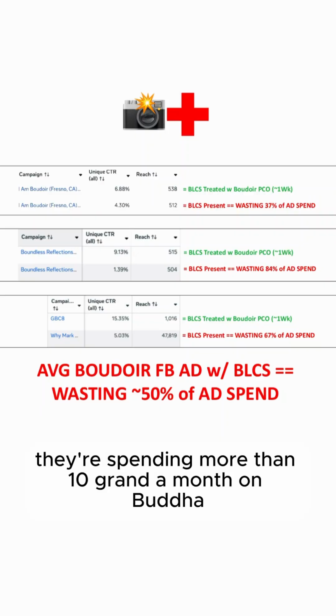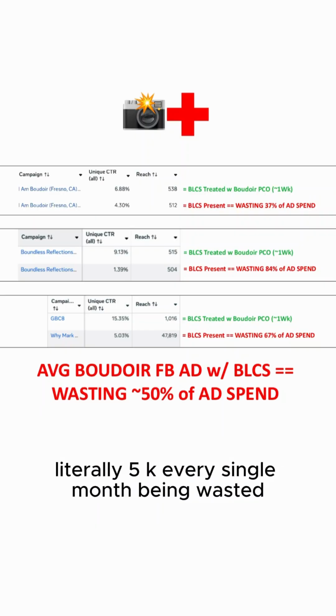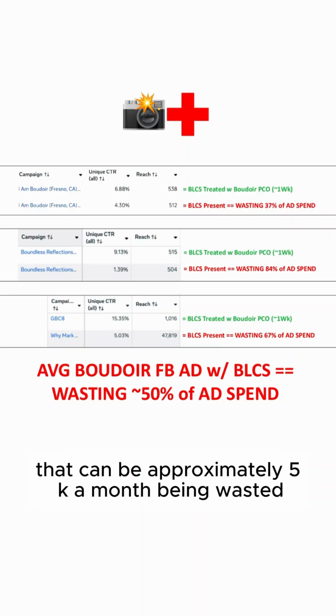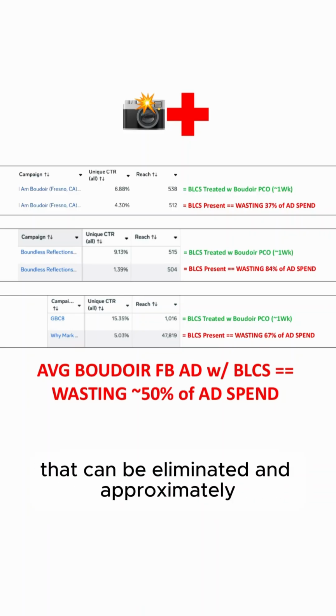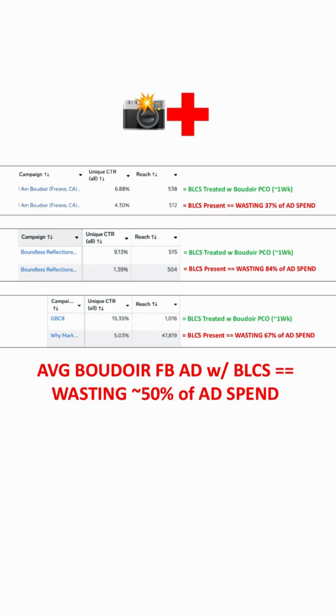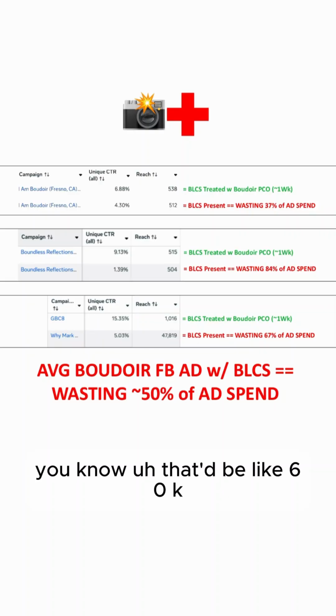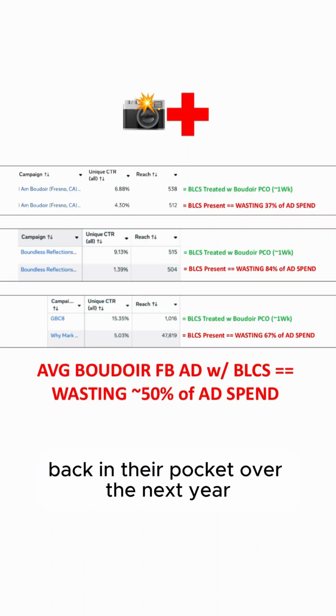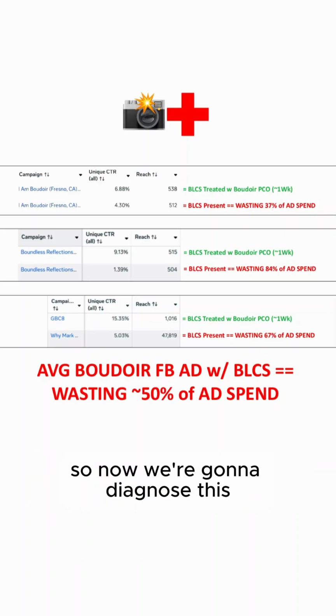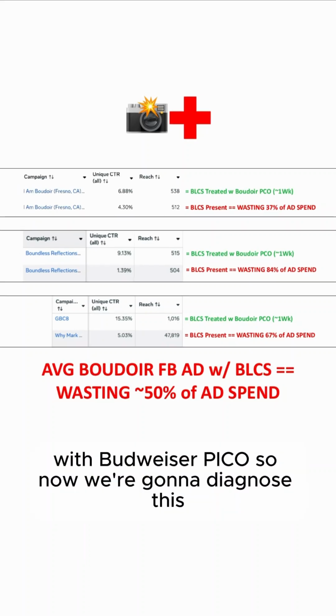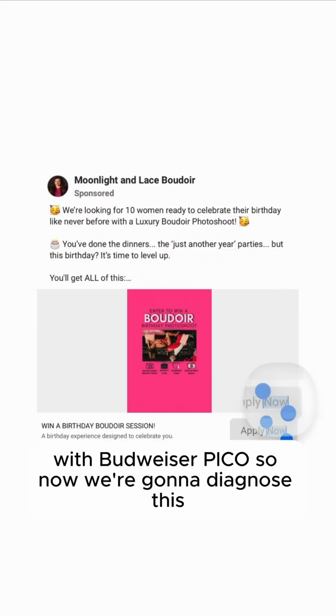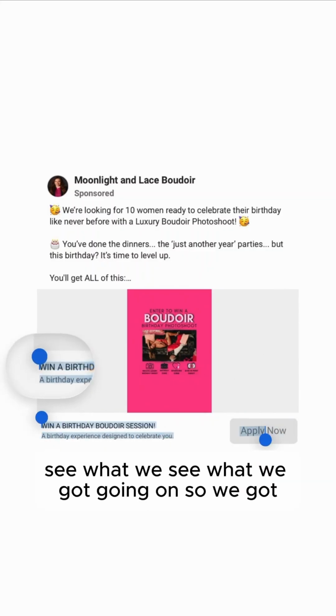So they're spending more than 10 grand a month on Boudoir Facebook ads. Literally 5K every single month being wasted. That can be approximately 5K a month. It's being wasted. That can be eliminated. And approximately, that'd be like 60K back in their pocket over the next year. So with Boudoir Pico, now we're going to diagnose this, see what we got going on.